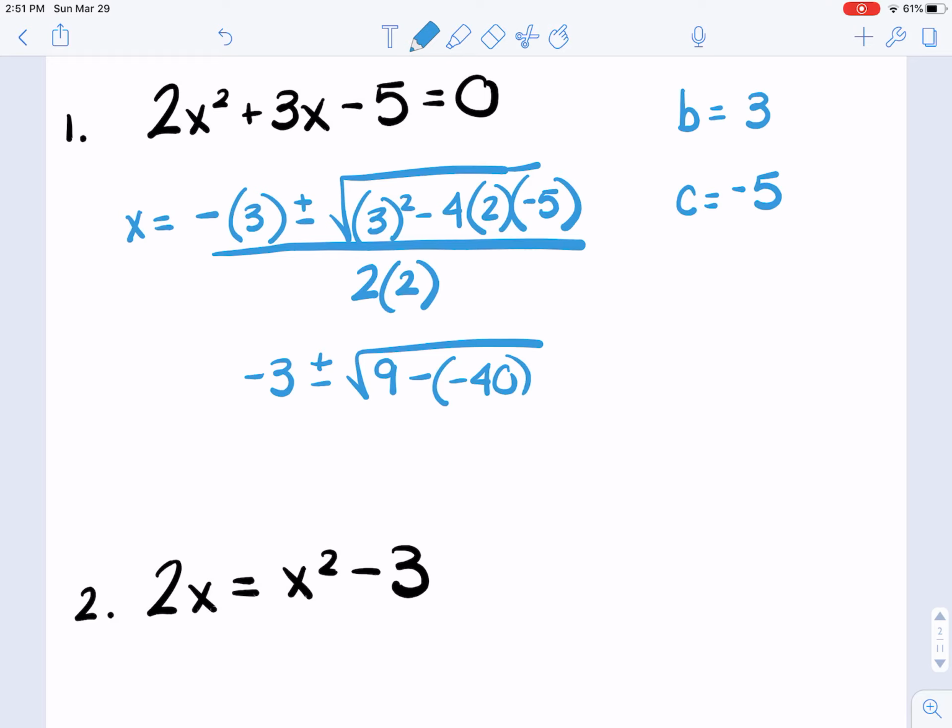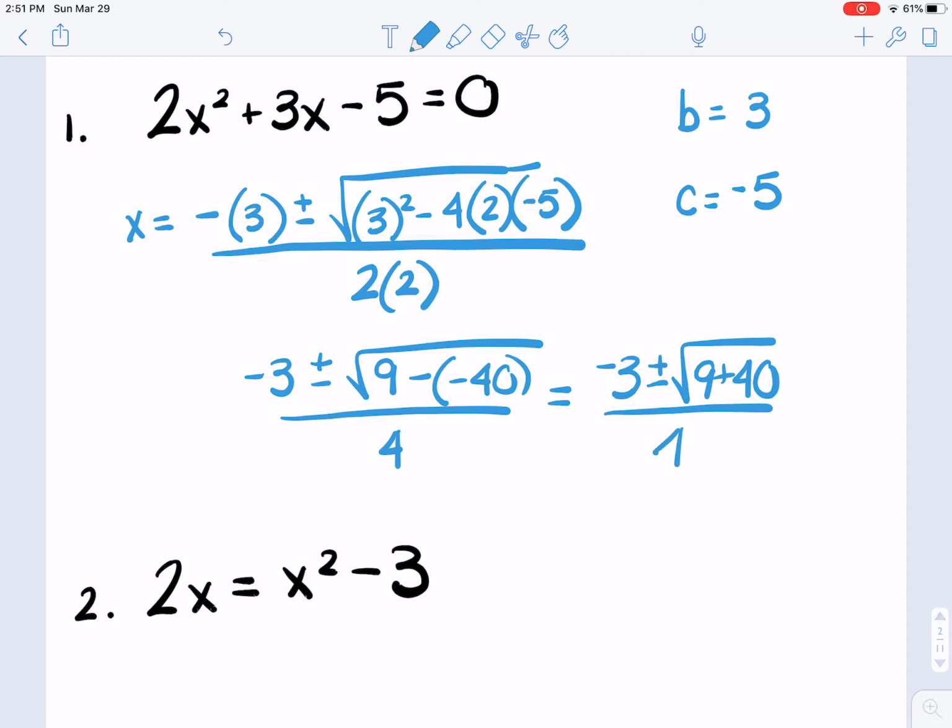Then I have minus -40. 4 times 2 is 8. 8 times -5, that gave me a -40. 2 times 2 is 4. I can still clean this up a little bit. And I have 9 plus 40, because the minus and negative becomes positive 40. And this is still going to get cleaned up, plus or minus the square root of 49 divided by 4, which I can still do in my head. Square root of 49 is 7 divided by 4.